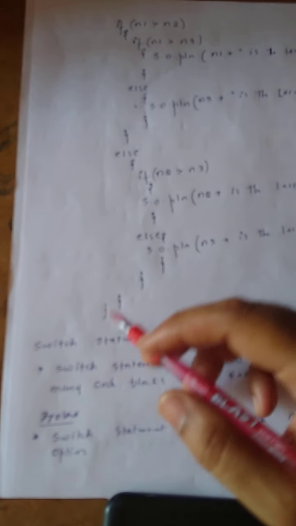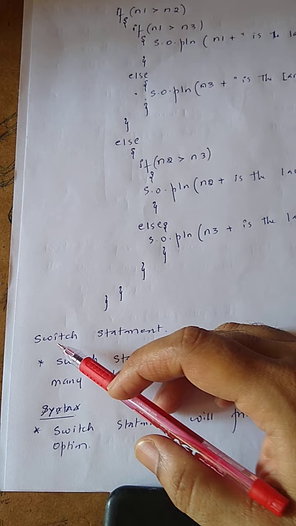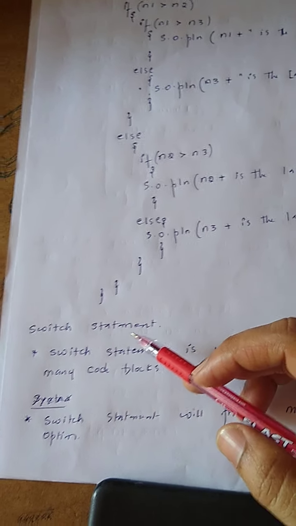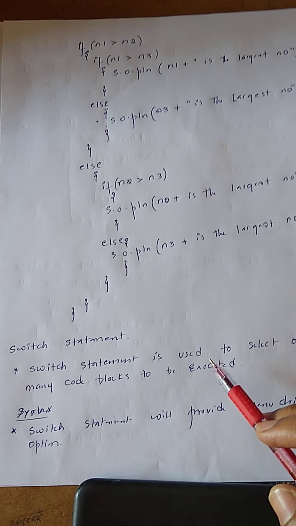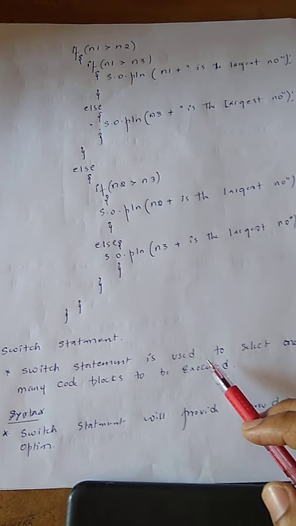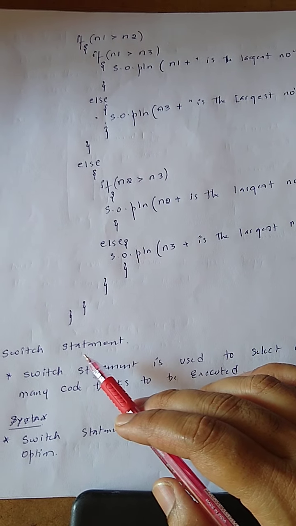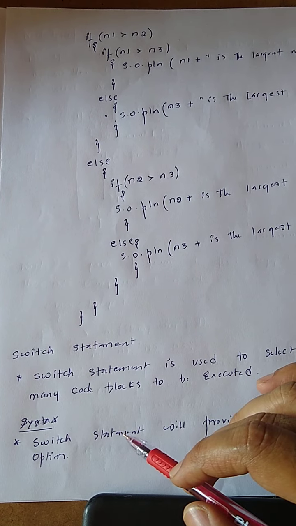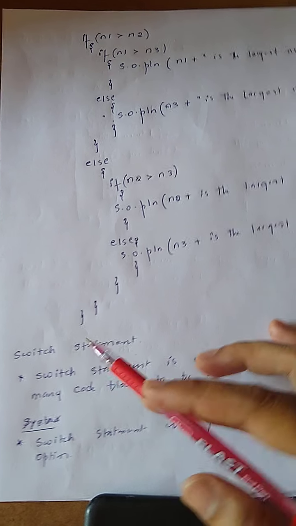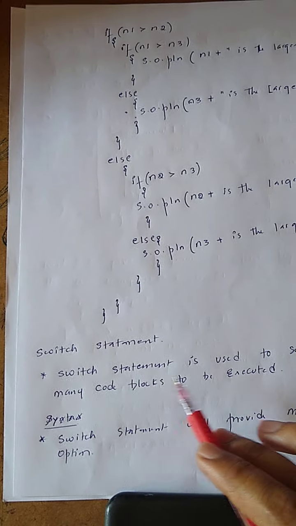Yeah, so the next and last conditional control statement is the switch statement. When are we going to use a switch statement? If you want to select any one out of many options, we're going to use the switch statement. Even though we can use an if else ladder, if you want a menu driven option, switch is the best option. Switch statement is used to select one of many code blocks to be executed.